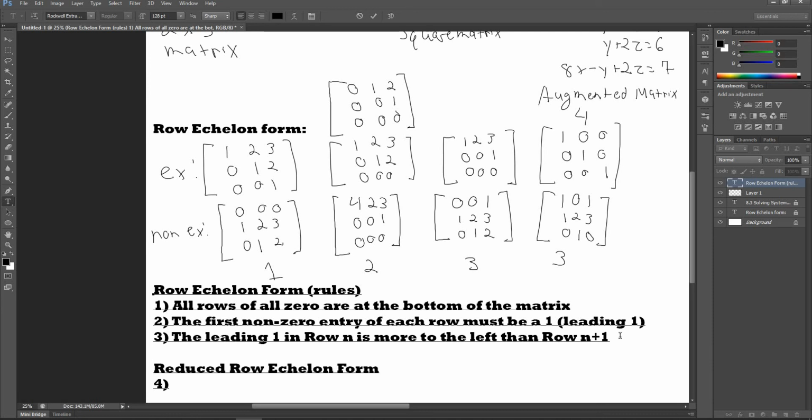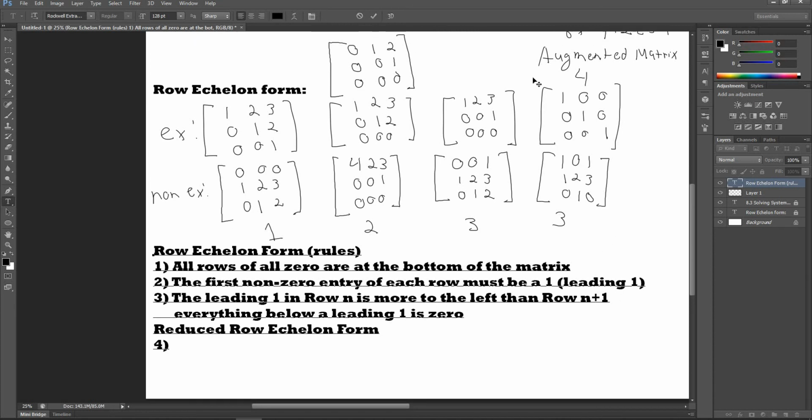And this one also tells us everything below a leading 1 is 0. Now, the last thing, which is a reduced row echelon form, comes from the actual example. Anytime I look at a leading 1, I see it has zeros below it. If I look at this leading 1, it's got zeros below it, and it also has all zeros above it. In this last row, there's nothing below it, so we can't have anything below, but everything above is a 0.